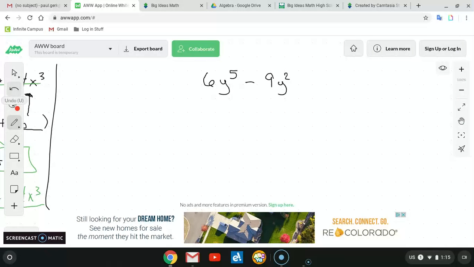You're right, it's 3. Okay, so we put our 3 there. And what about the GCF of the y to the 5th and y to the 2nd? Well, which one's smaller, y to the 5th or y to the 2nd? Y to the 2nd is smaller. So our GCF of those two terms, those two monomials, is 3y to the 2nd.